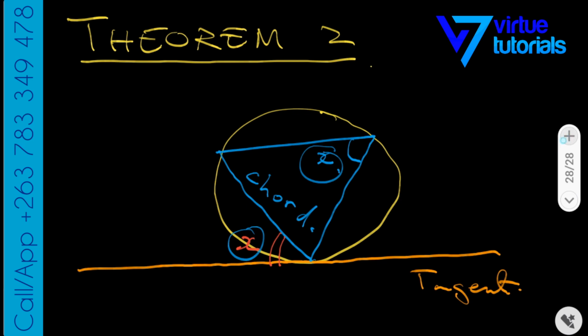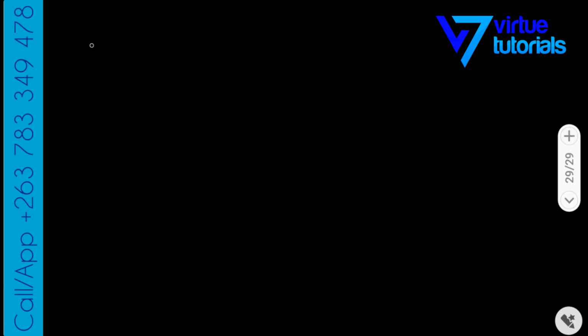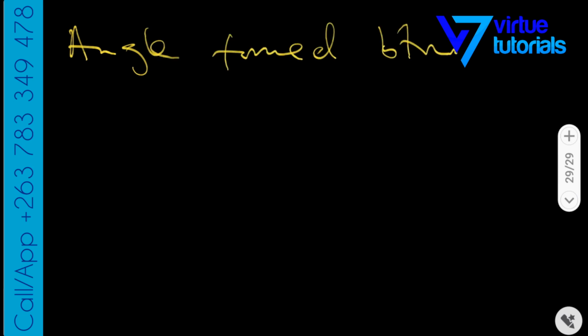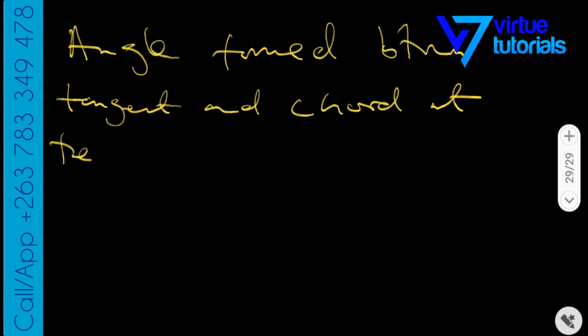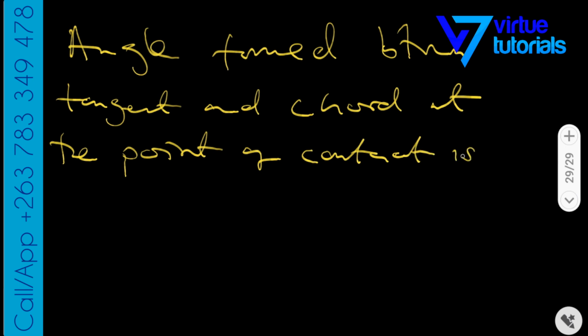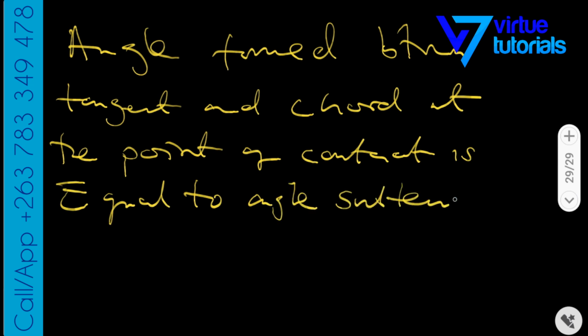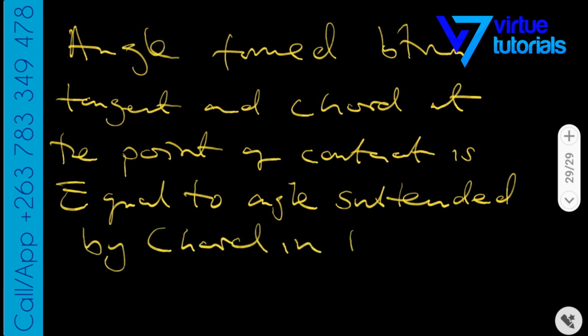Angle formed between tangent and chord at the point of contact is equal to angle subtended by chord in the other segment.